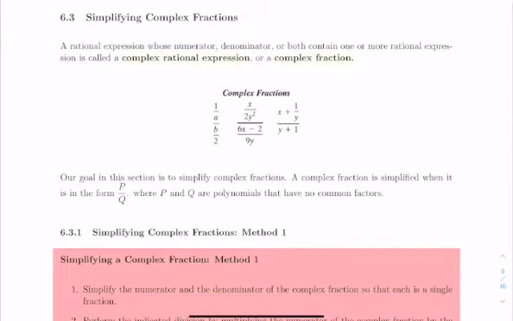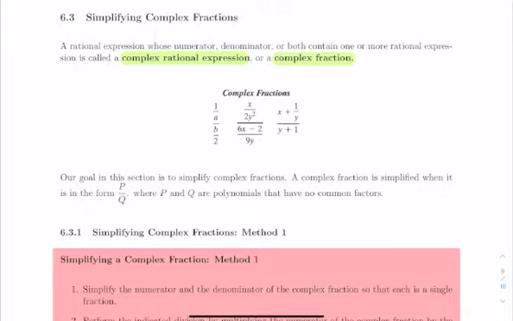In section 6.3, we are simplifying complex fractions. A rational expression whose numerator, denominator, or both contain one or more rational expressions is called a complex rational expression or a complex fraction. Our goal in this section is to simplify complex fractions. A complex fraction is simplified when it is in the form p over q, where p and q are polynomials that have no common factors.